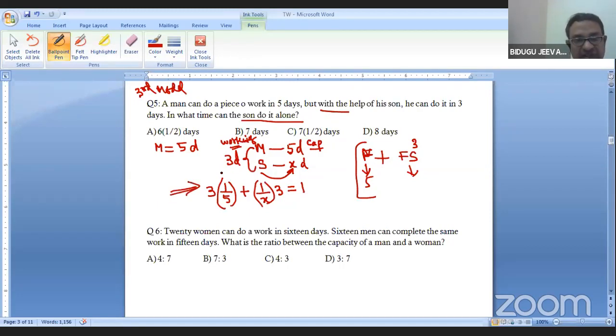Answer is clear. Now, 3 by 5, send this side: 1 minus 3 by 5. It is nothing but 2 by 5, which is equal to 3 by x. Cross multiply, 15 by 2. So 7.5 days. So the answer is C. Any doubt in this one?